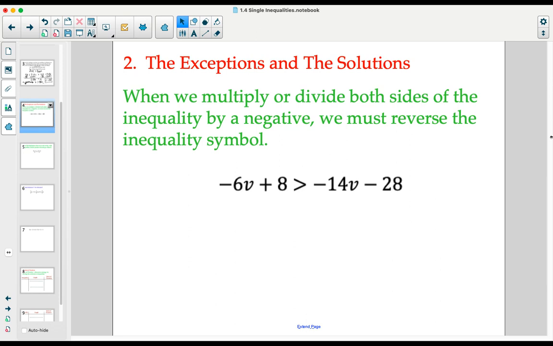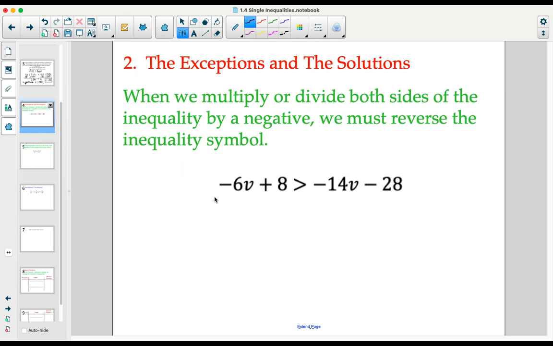What if I had decided that the variable needed to be on the right instead of on the left? In that situation, I was going to end up with the problem that we see highlighted here. When we multiply or divide both sides of an inequality by a negative, we must reverse the inequality symbol. You probably have some experience with this rule in the past, but it's worth reminding ourselves how that rule actually affects the solving that we're going to do.